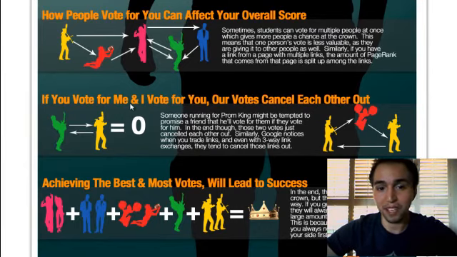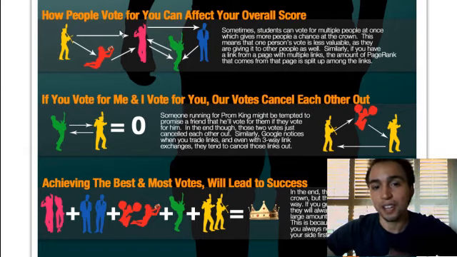If I vote for me and I vote for you, our votes cancel each other out. And then achieving the best and most votes will lead to success. Here's what all these 3 mean. The first one, how people vote for you can affect your overall score.